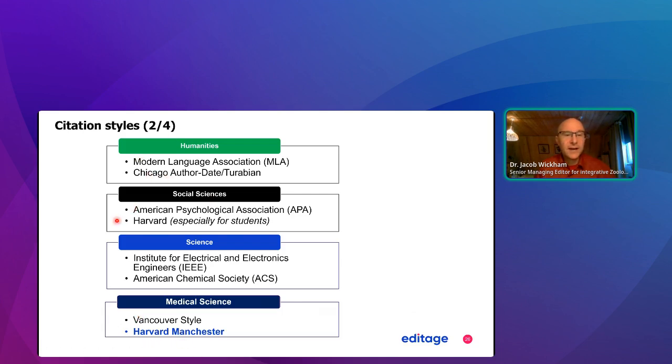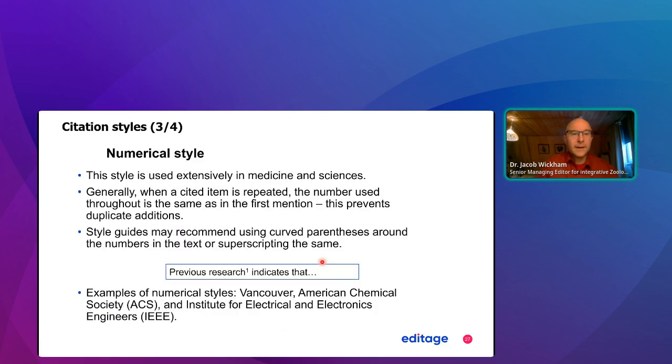Social sciences, the American Psychological Association, so APA, has their own style, and also the Harvard style is there too. That's all caps. Harvard Manchester is lowercase authors, and then Vancouver style is the numbered format. And then a lot of the sciences, American Chemical Society, also follow the Vancouver style, that numbered format. And then the Institute of Electrical and Electronics Engineers have their own style. So I already showed you this on our opening slide.